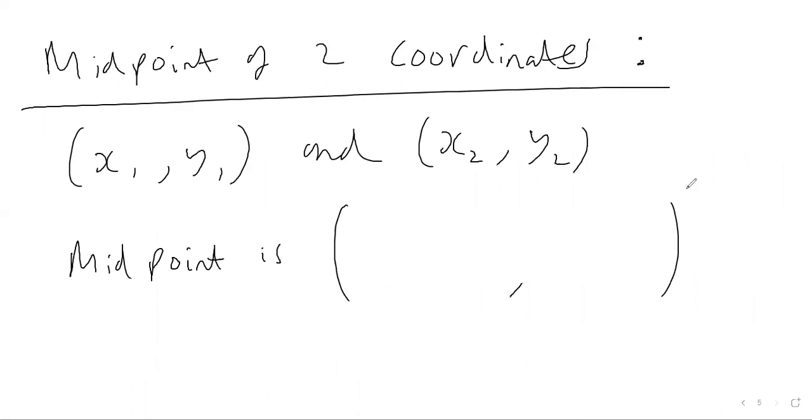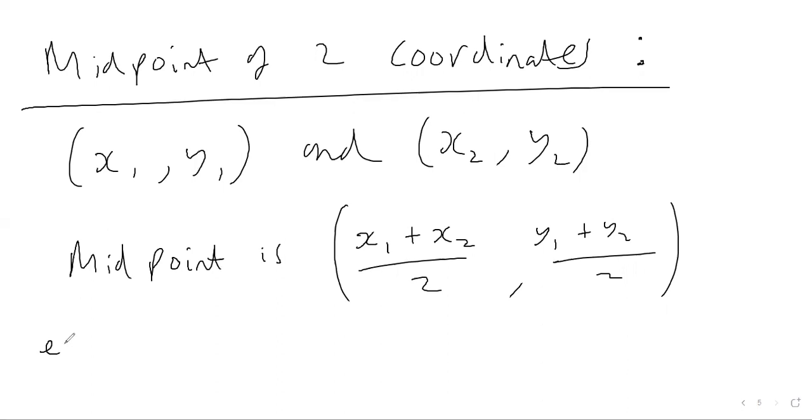And also the last point for today is calculating the midpoints between two coordinates on a straight line. So let's say you've got a coordinate here, x1, y1, and x2, y2 is your second one. So the midpoint is going to be the mean average of the x-coordinates and the mean average of your y-coordinates. It's literally that simple.